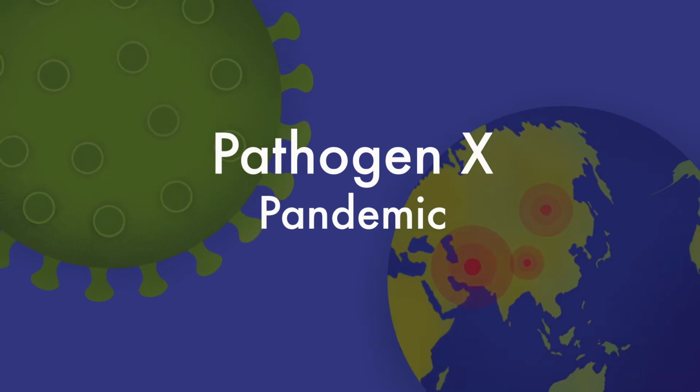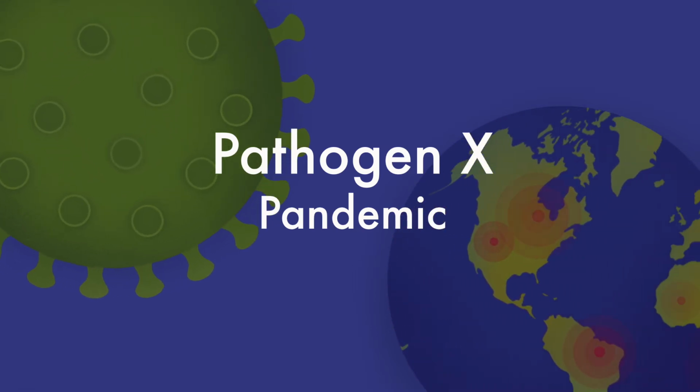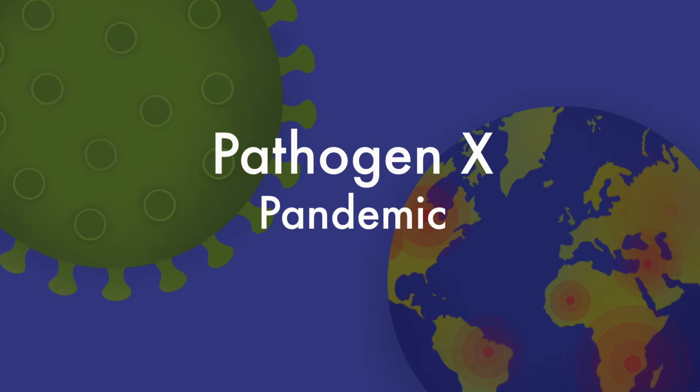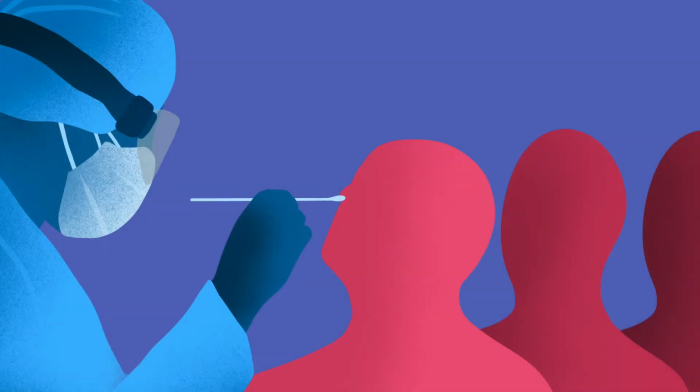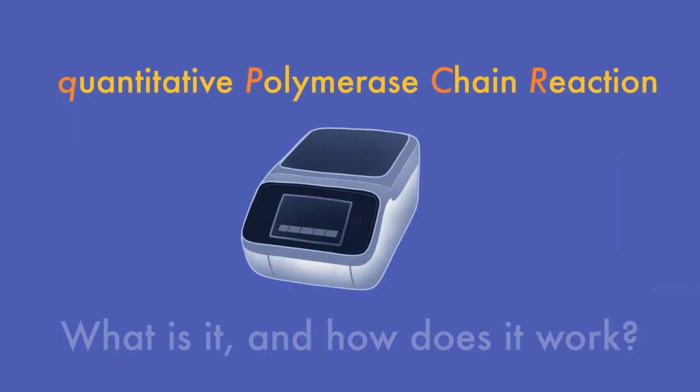We're years into the future, and the world is grappling with a new Pathogen X pandemic. Tens of thousands of people have already been infected, with millions more expected to follow. You need to quickly and reliably test people for infection. To do so, you turn to qPCR, the gold standard in pathogen detection. But what exactly is qPCR, and how does it work?